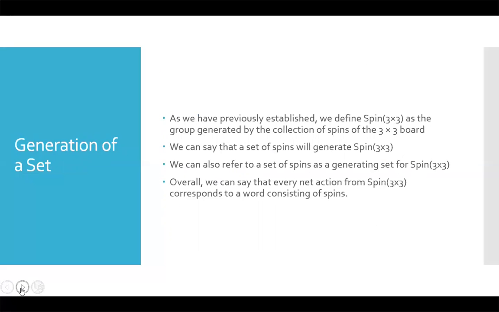Now, the generation of a set, as we have previously established when we defined the 3 by 3 as generated by the collection of spins on the 3 by 3 board. We can say that a spin will generate some position on the 3 by 3 board. We can also refer to a set of spins as generating a set on the 3 by 3 board. Overall, we can say that every net action from the 3 by 3 board corresponds to a word consisting of spins.